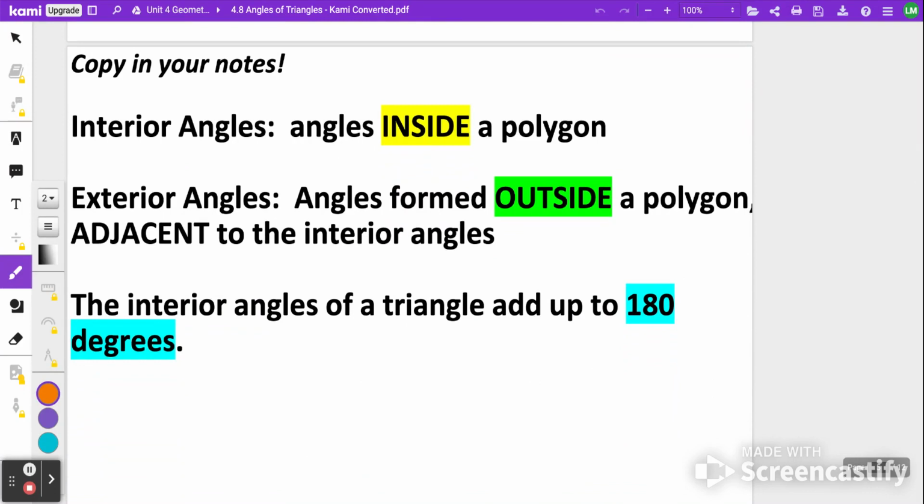First thing we want to know is interior angles are inside the polygon, where exterior angles are outside the polygon, and they are adjacent, which means right next to the interior ones, okay? The one thing we need to keep in mind is the interior angles of a triangle will always add up to 180 degrees. Go ahead and take time now to fill in your notes real quick. When you're ready to keep going, click play.